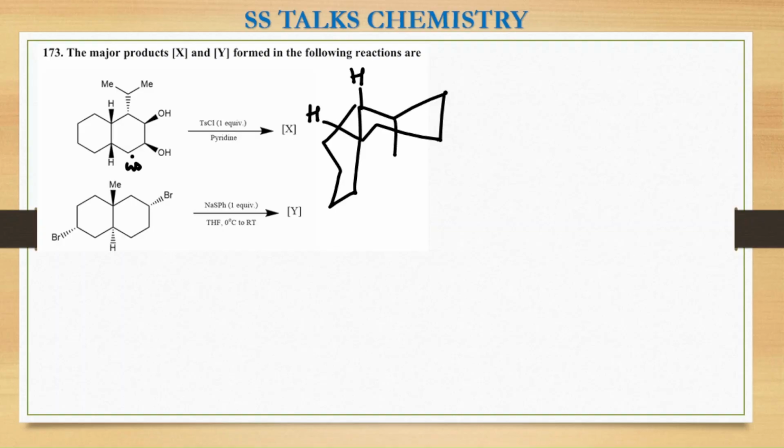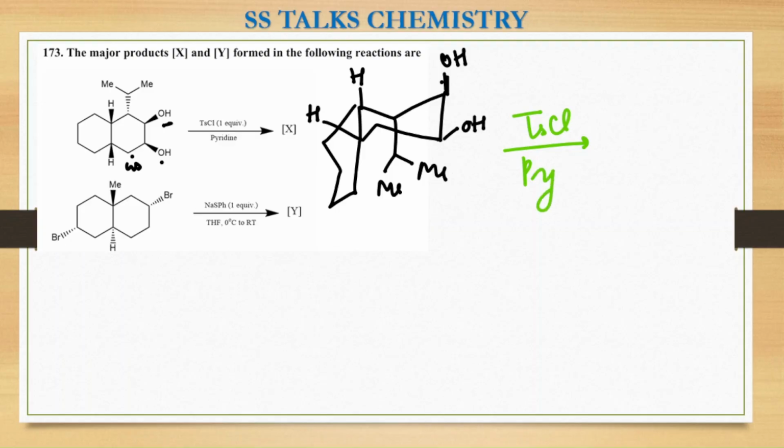Now here the substituent at the dash position, this methyl substituent, is present, right? And on the next carbon center, both the OH groups are at the wedge position, which means in the upward direction these are present. So this is the chair conformation of the given substrate. Now this is treated with TsCl, and you are having pyridine. So pyridine, that is your base, is going to come and abstract the particular proton from there.